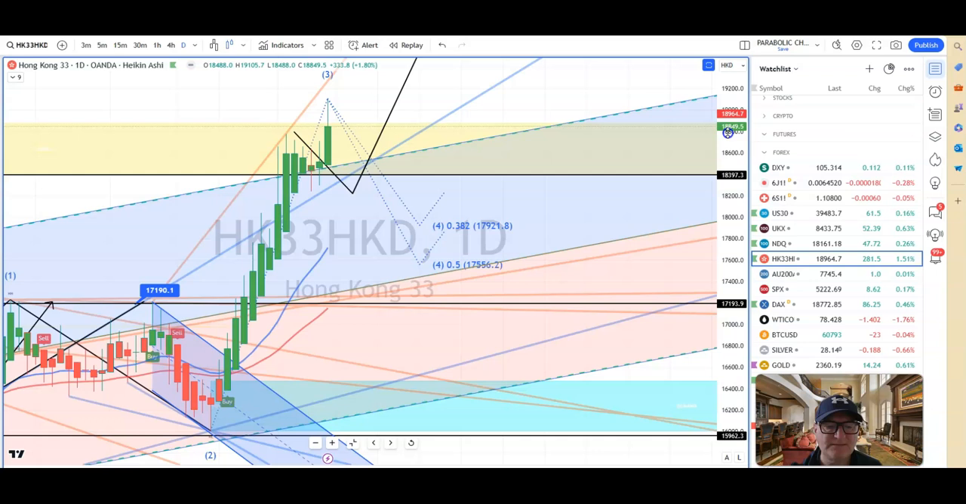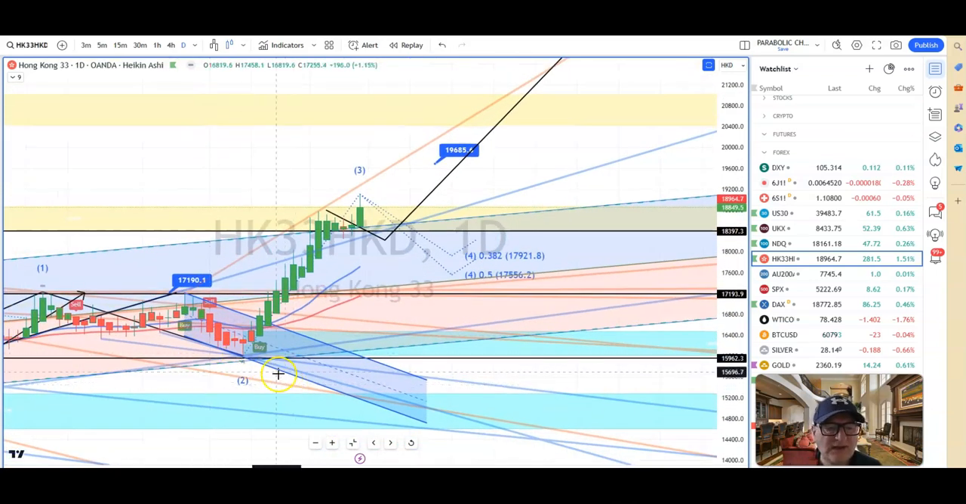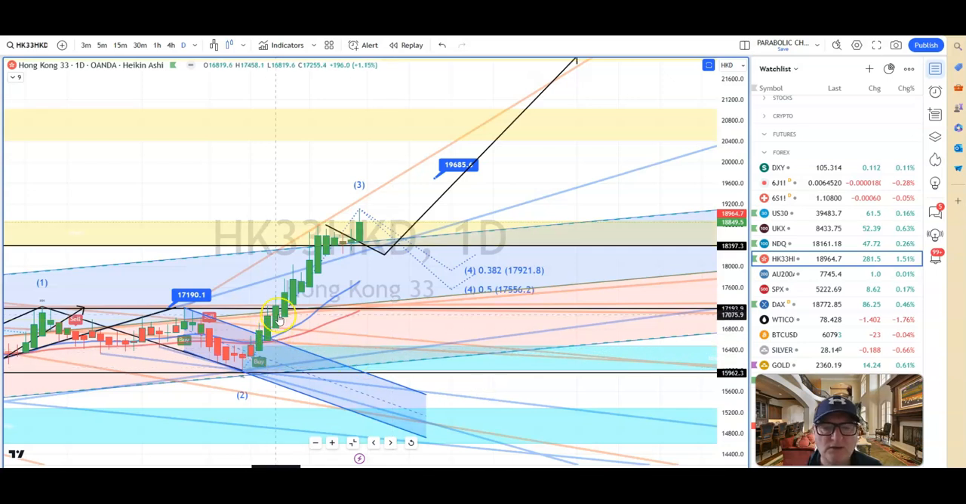Hang Seng, very similar, congratulations, into a liquidity zone, into a support area, sounds familiar already, and then it broke this channel here, so a nice long move up to here. Our target is 19,685.